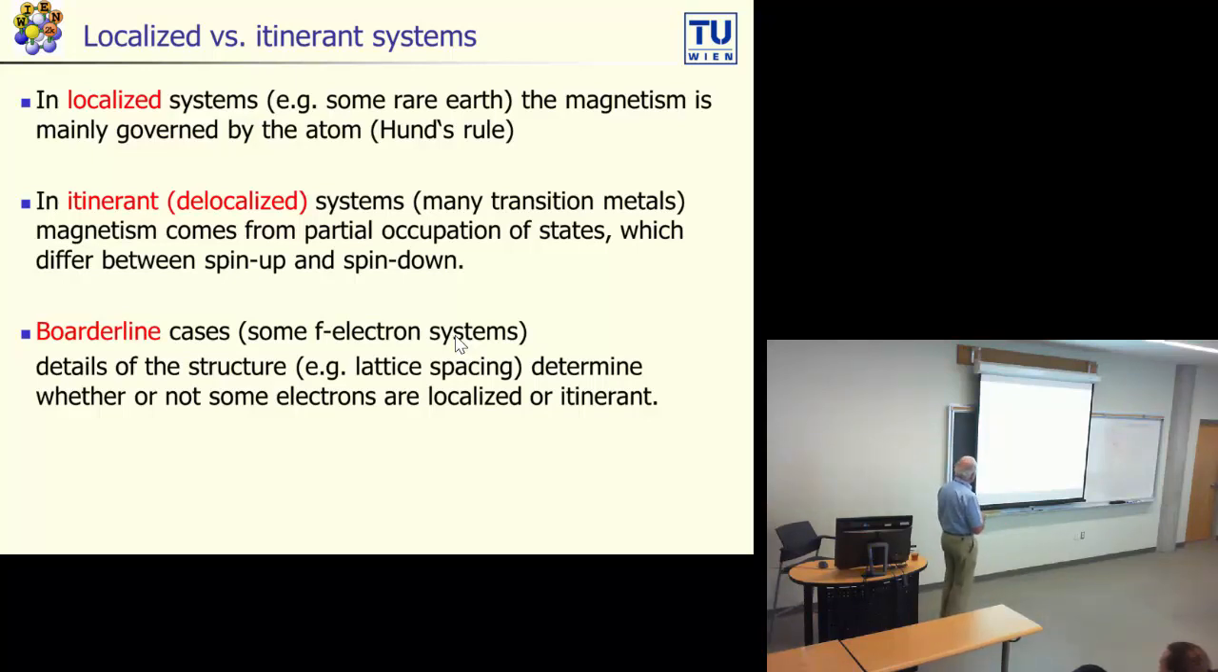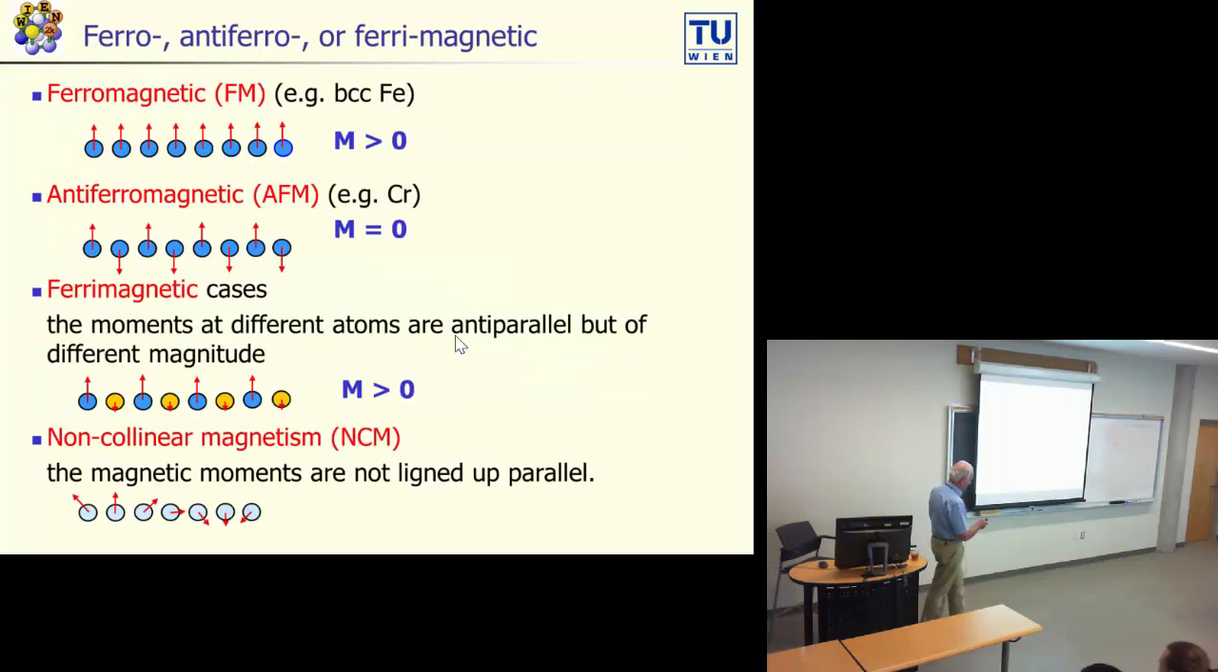There is also a borderline case for some F-electron system where it's not clear whether the magnetic moment is localized but coming from itinerant electrons. So let's take some very simple examples to get the definition. What is a ferromagnet? If you have a ferromagnetic system, for example, BCC iron, you have a magnetic moment at each atom, and the magnetic moments have the same orientation at all the atomic sites. Then you would call this a ferromagnet.